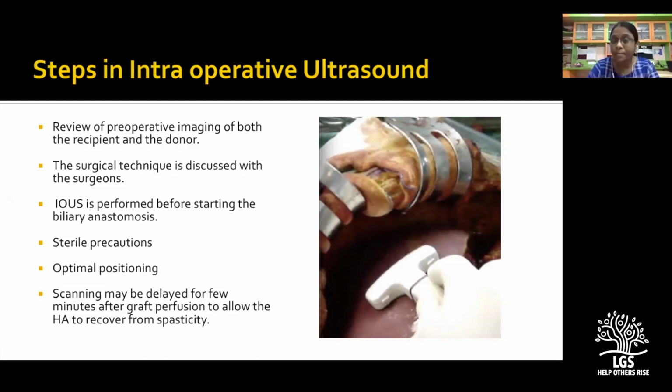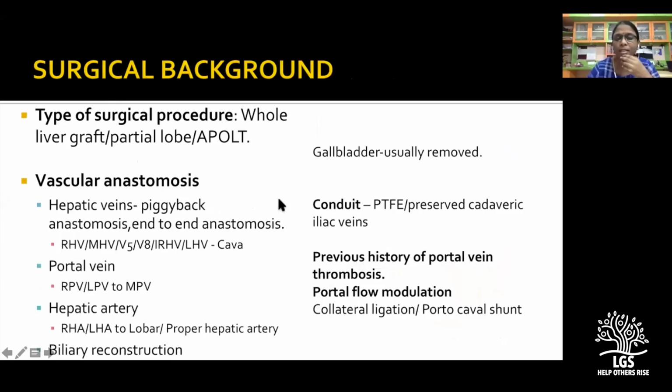Sometimes the scanning can be delayed so that adequate time is given for the hepatic artery to recover from the spasm. And with this knowledge about the surgical procedure, we should proceed to do the Doppler. Usually a whole liver graft in case of DDLT or a partial lobe graft is used. When coming to the anastomosis, the portal vein, hepatic artery and the bile duct, usually end-to-end anastomosis is done.